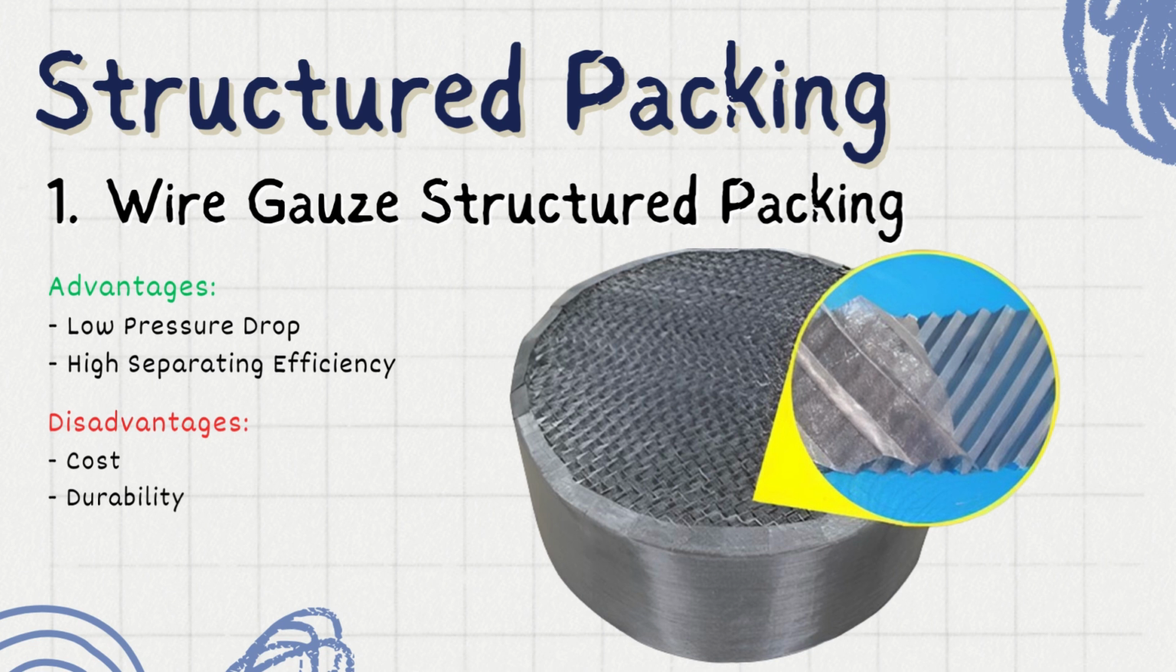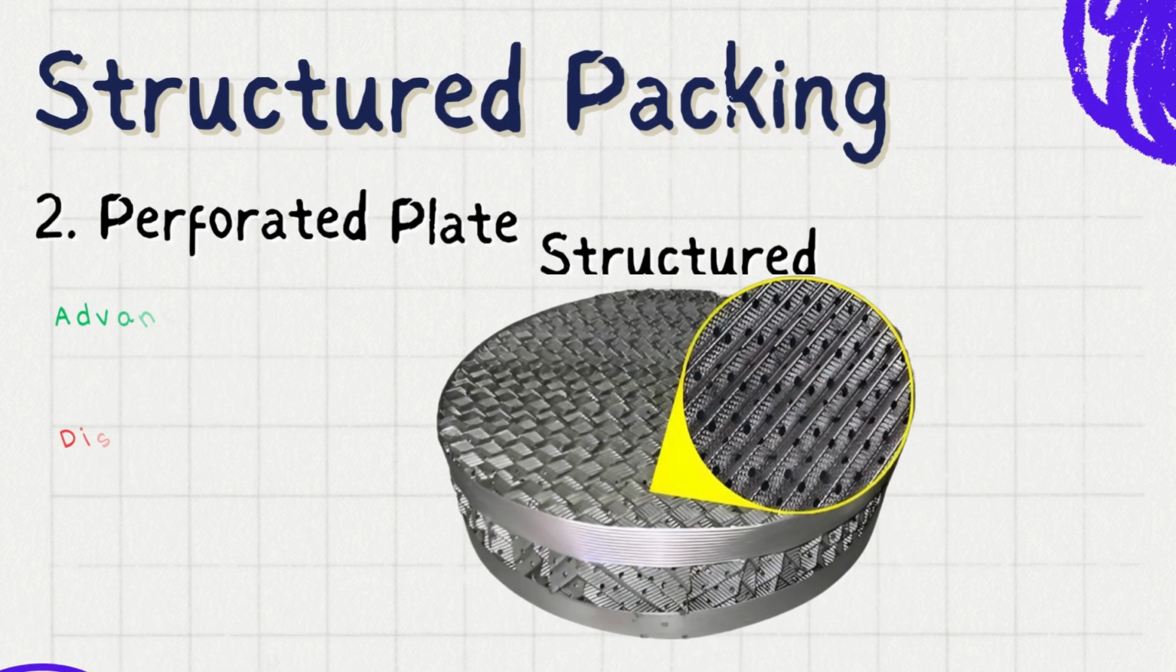Talking about the disadvantages now, the first disadvantage is the cost, as this type of packing can be more expensive due to the high quality materials used in building it. And the second disadvantage is durability, as this type of packing requires more maintenance depending on the operating conditions. So this was all about wire gauze structured packing.